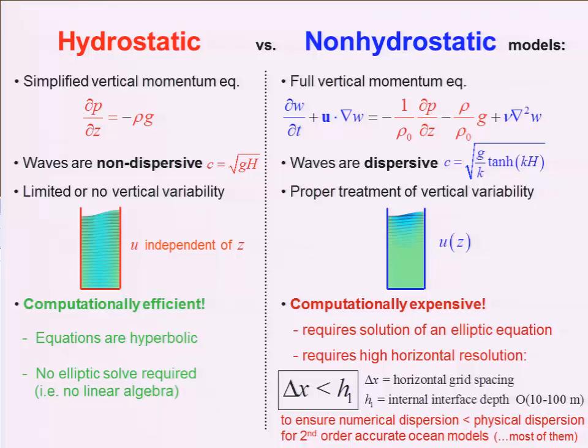And intuitively, this grid resolution requirement makes sense because non-hydrostatic effects operate for aspect ratio flows where the horizontal length scales are similar to the depth. So the relevant length scales that we need to resolve in the model scale with the depth.